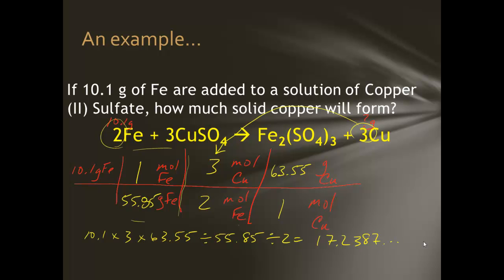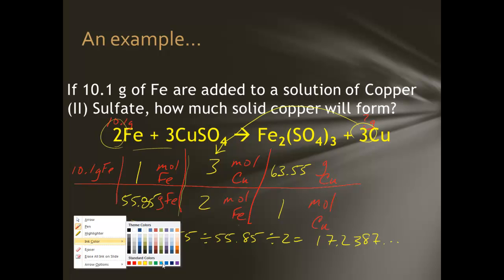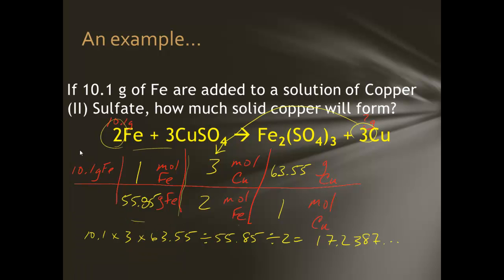Okay. We want to look at our sig figs. I'll switch my pen color again. Here, with the 10.1, I have 3 sig figs. My 55.85 is 4. This one's 4. My 1s are infinite. So the thing that's new is this mole ratio right here, the 3 and the 2. And the question you ask yourself is, is this an exact number? 3 moles to exactly 2 moles of iron, and that is true. So both those numbers are infinite.